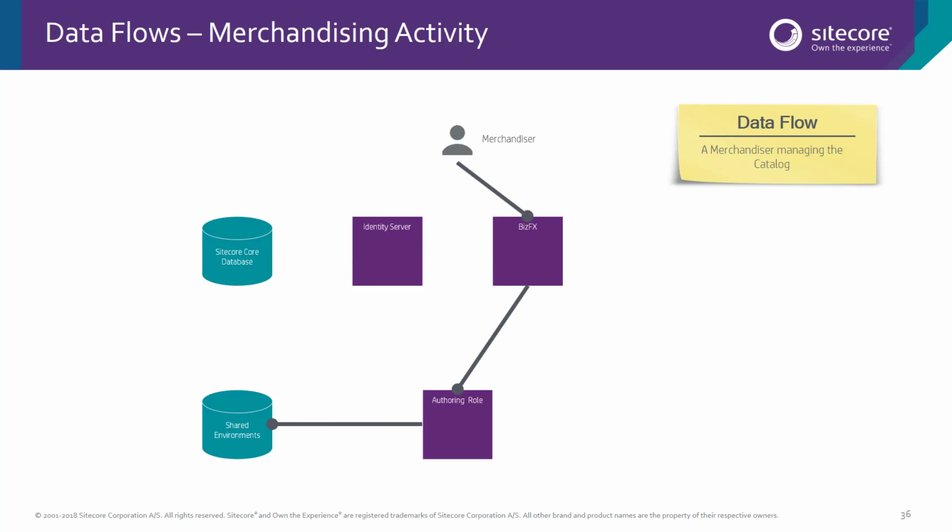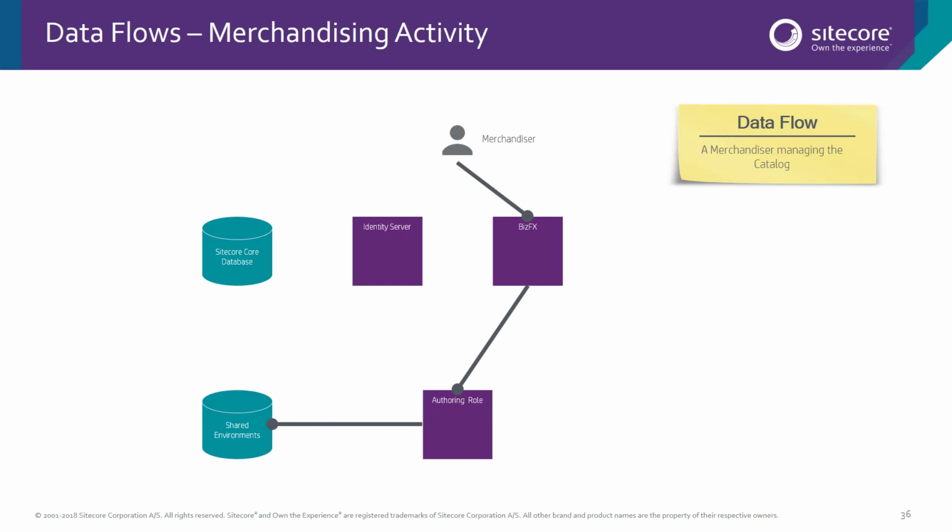The merchandiser navigates to the merchandising dashboard, and a call is made to the authoring role to get the catalog data from the shared environments database. The sellable item is selected, and its details are returned back to the user. The merchandiser then updates the details as required and hits the save button.